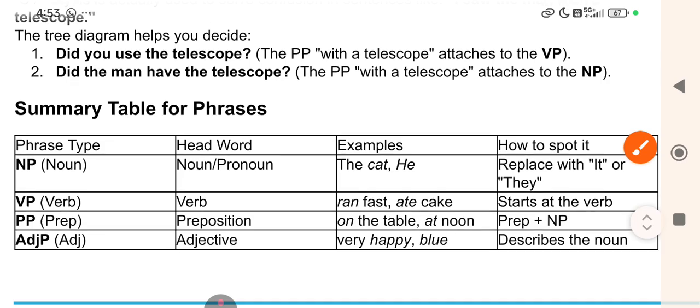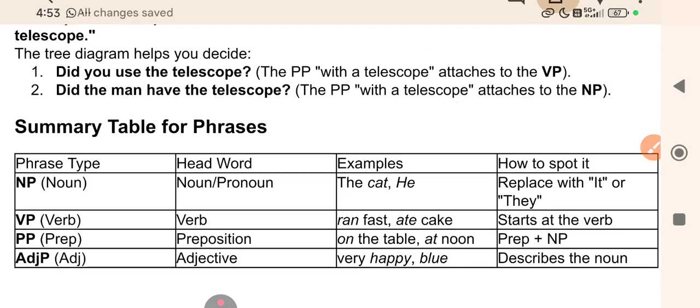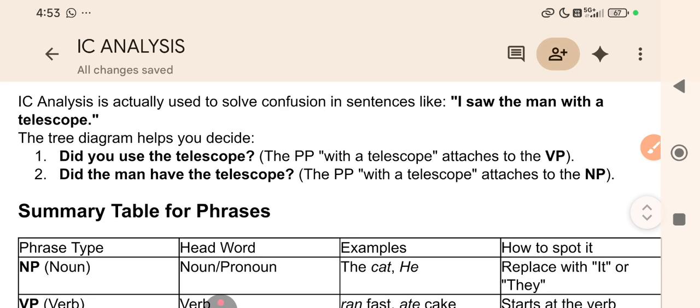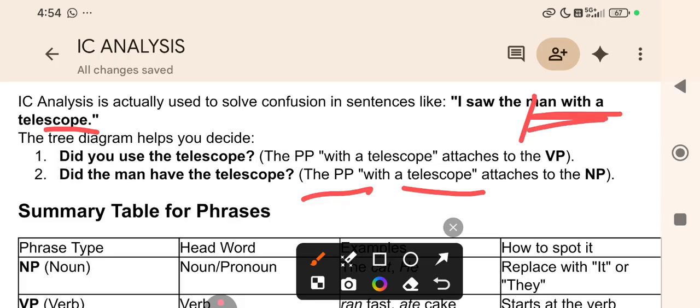And another: did you see the man have the telescope? Here "with the telescope" is a prepositional phrase. So this prepositional phrase, "with the telescope", attaches to the noun. "I saw the man with the telescope", so I saw the man who is having the telescope.